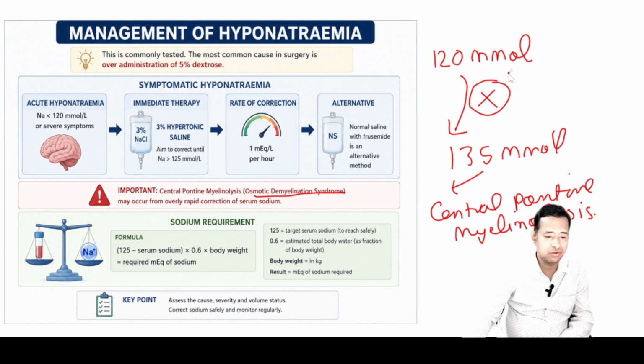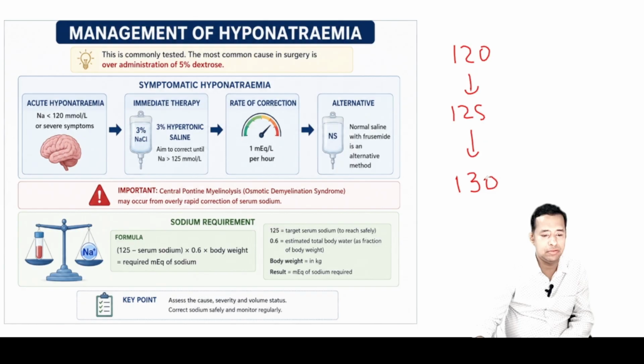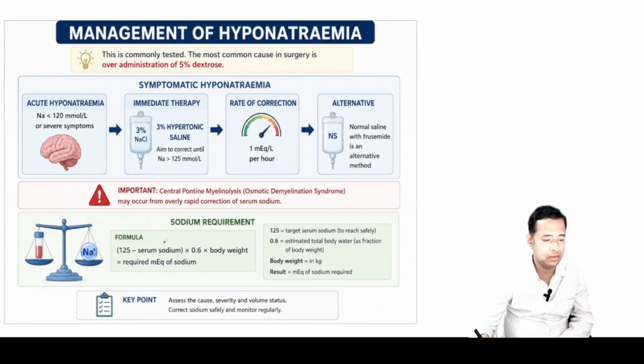Your aim for the first 24 hours: 120 means 125 in the first 24 hours, then come back to 130 in the next 24 hours, then the next is 135 and above. Not to jump directly from 120 to 135. This is the thing. And you have to know the sodium requirement as per body weight. So to know it: 125 minus serum sodium, into 0.6, into body weight, is the required milliequivalents of sodium. You have to know. Okay.